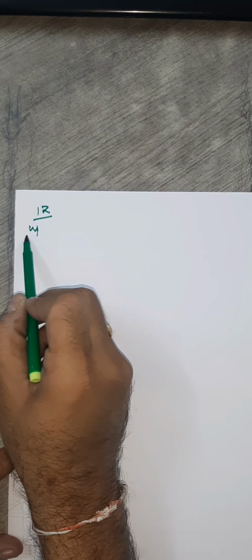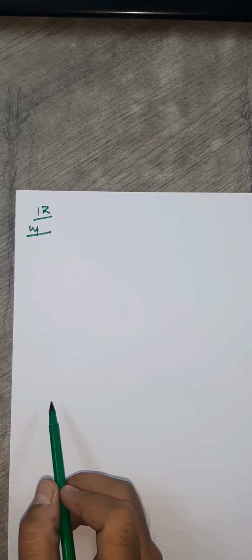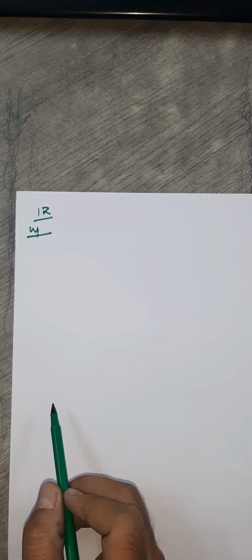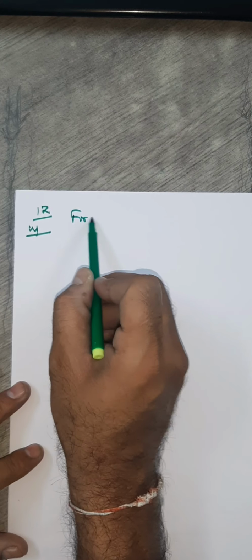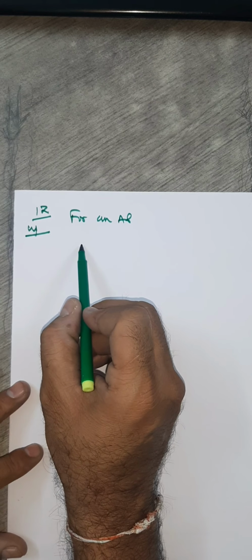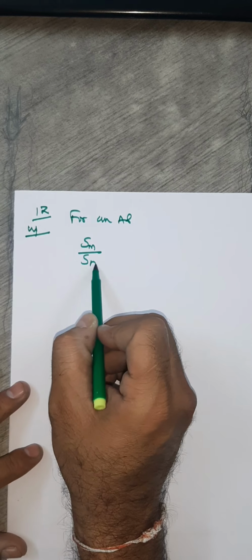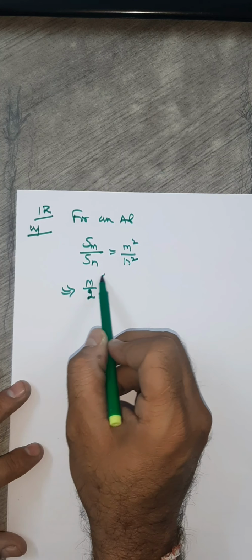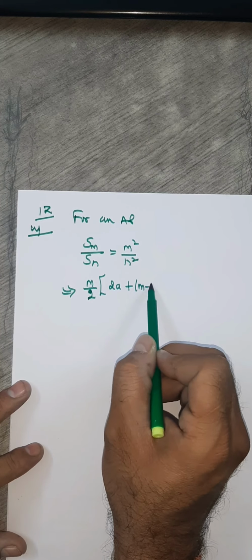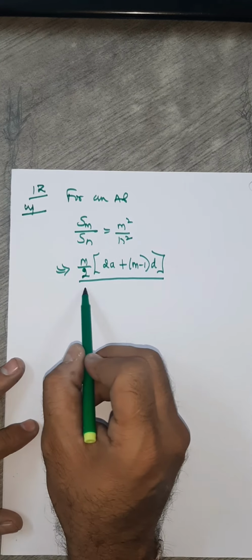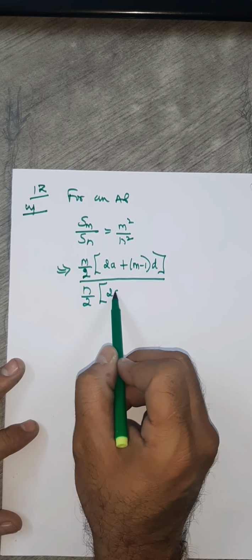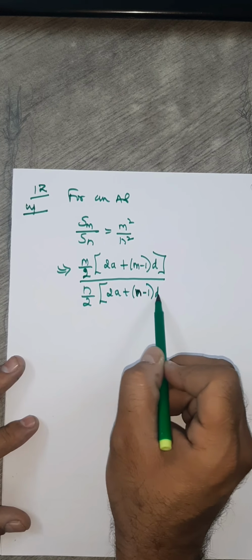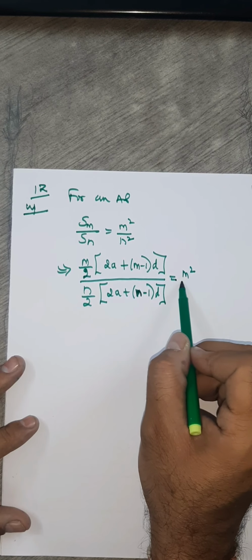12th one, that's also an important example. The ratio of the sum of m terms and n terms of an arithmetic progression is m square upon n square. This is like question number 9 only. So for an AP, you are given SM upon SN equals m square by n square. So let's just simplify. This is m by 2, 2a plus m minus 1 into d, upon n by 2, 2a plus n minus 1 into d, for the same progression. So a and d remain the same. In the 9th question, you had a dash and a dash because there you had two different progressions. So you should note that difference here. Equals m square upon n square.